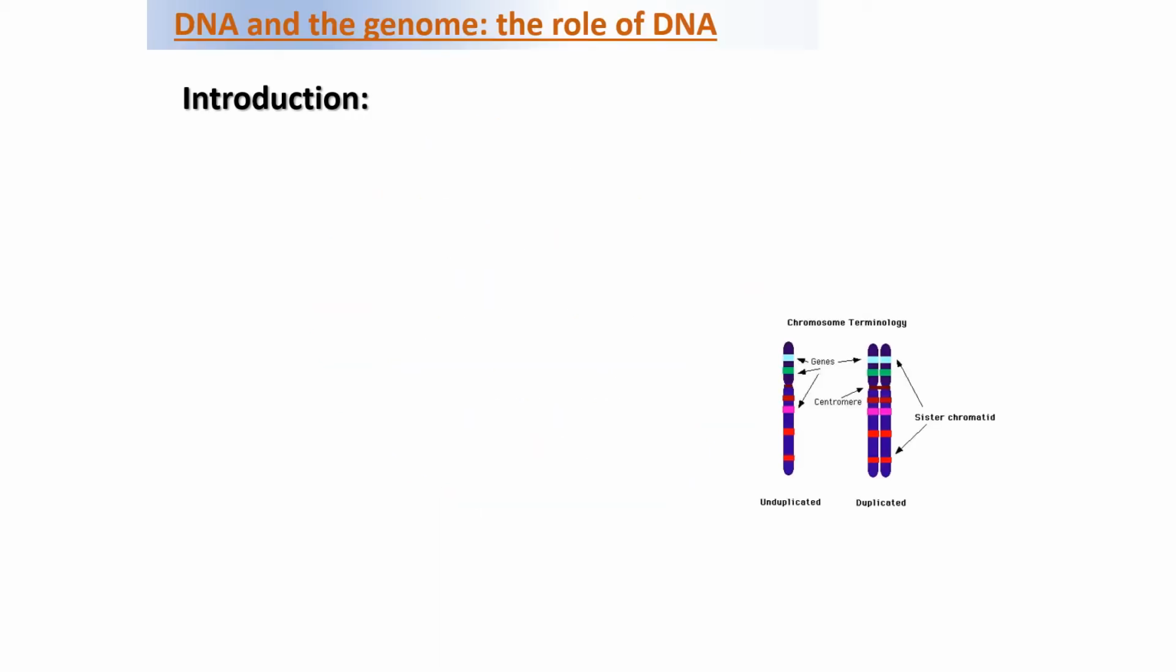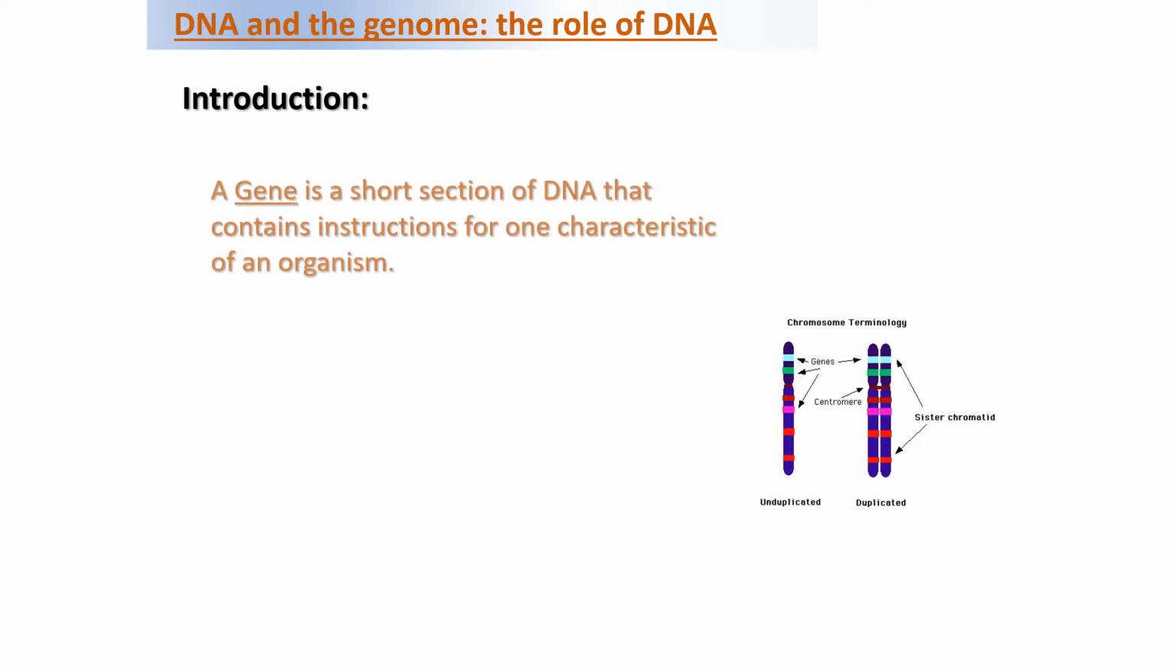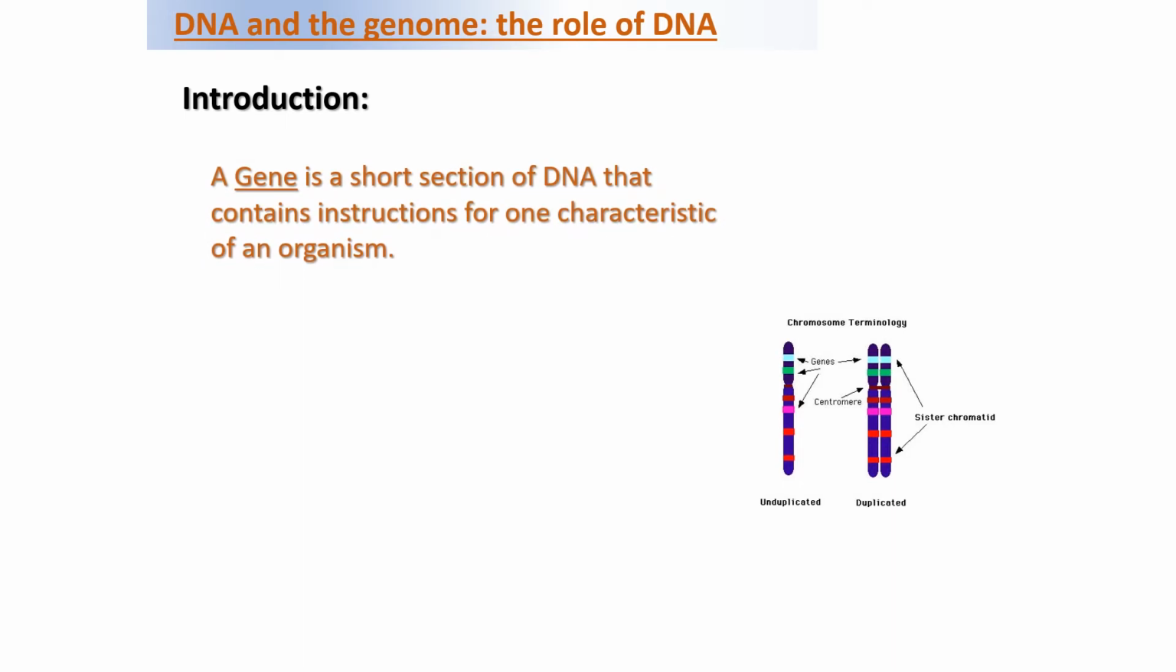Let's take a look at the role of DNA. Inside the nucleus of our cells, our chromosomes are made up of long molecules of a chemical called deoxyribonucleic acid. DNA is a polymer, a long molecule made up of many repeating units. These very long strands of DNA twist and spiral to form a double helix structure. Our genes are a small section of this DNA.